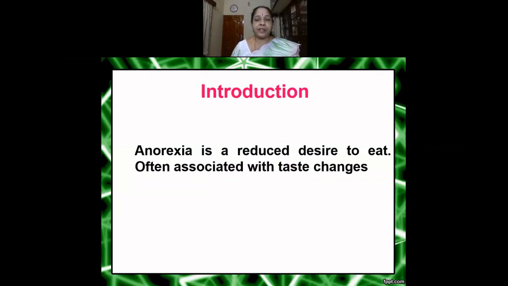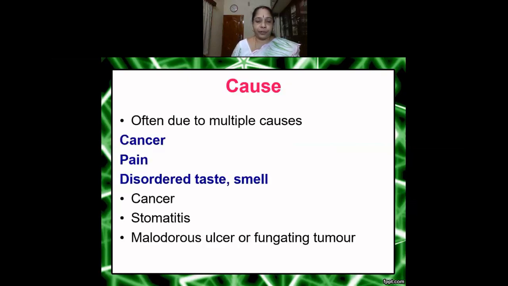Anorexia is a reduced desire to eat. Often it is associated with taste changes. A taste change is a naturally occurring phenomenon. When a person ages, the number of taste buds reduces and therefore the taste sensation also reduces. Now, when the patient is terminally ill, obviously they may be in old age, or due to different types of therapies received, the number of taste buds may undergo changes, variations, and this can affect the taste sensation in the individual, leading to anorexia, which is the reduced desire to eat food.